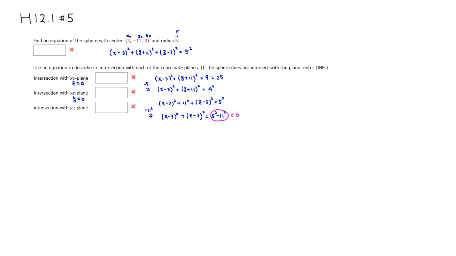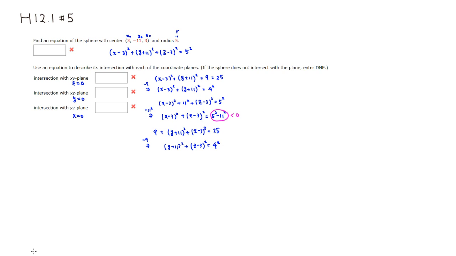Last one, same approach. In this case, the yz plane, so you're going to have x equals 0. We plug in x equals 0 in the equation, so you get 3 squared, which is 9, plus everything else stays the same: y plus 11 squared plus z minus 3 squared is equal to 5 squared, which is 25. Just like before, I'm going to subtract 9, so we have y plus 11 squared plus z minus 3 squared equal to 25 minus 9, which is 16. So again, it's 4 squared.